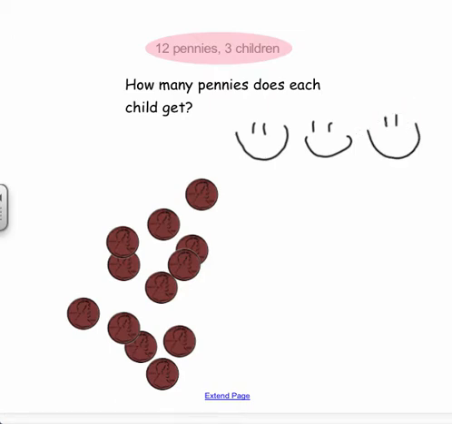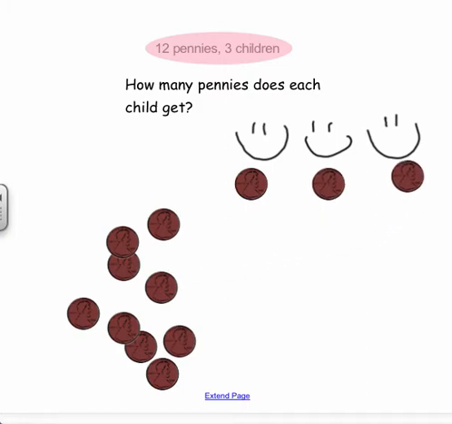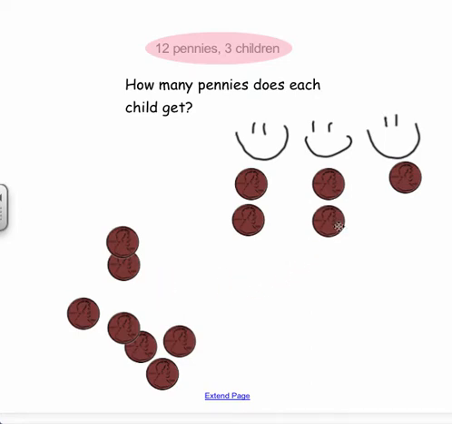Now what I need to do is take my 12 pennies over here and divide them up. So I'm going to give 1 to this person, 1 to this person, and 1 to this person. I'm going to continue dividing up the pennies until I've used all of them.